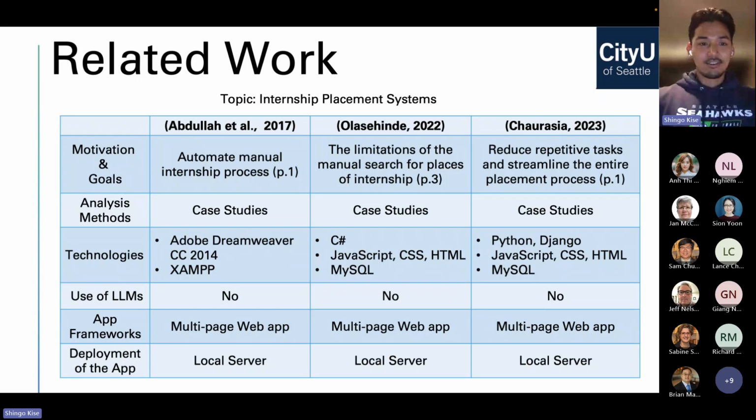Okay, so there's a lot here, but related work. I'm looking at these 3 journals that discuss the internship placement system. Basically, they use older technologies, multi-page applications on a web app, if you can tell. None of these use large language models, and they were deployed on local servers, basically on their laptops. So I'm changing these a little bit to compare and see if it would work, if it would be better, what can we do.